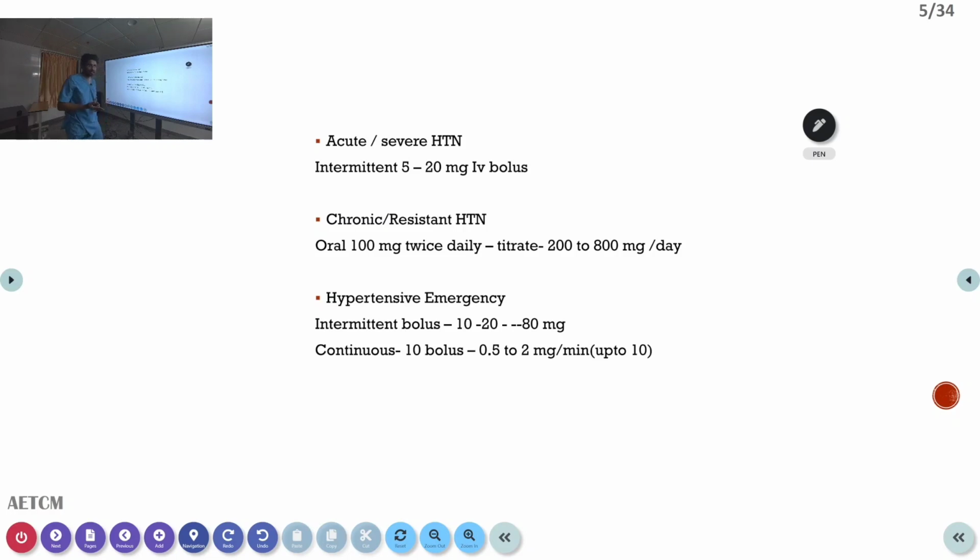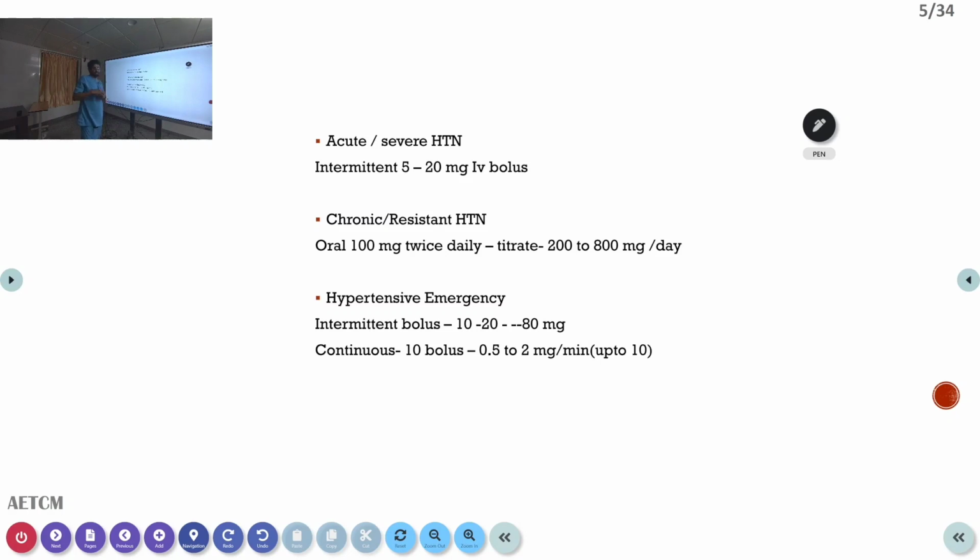Next, it can also be used for acute or severe hypertension. Here intermittent IV boluses of 5 to 10 mg, or 5 to 20 mg, are given. It can also be used in chronic hypertension or chronic resistant hypertension. Here oral doses are more used, like 100 mg twice daily. It can be titrated to 200 and then to a maximum of 800 mg per day.